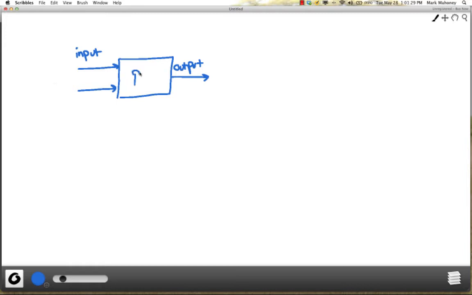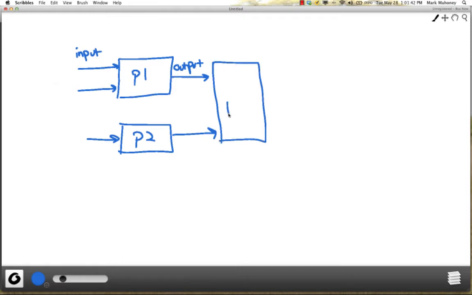So if this is program 1, we might have another program, maybe program 2, which has some input and some output. And that might feed into another program, program 3. So there are inputs, there are outputs to these programs. We really have to understand what the inputs are and what the expected output is for every single program that we write. Okay, so analysis is about understanding the problem the programmer is going to solve.